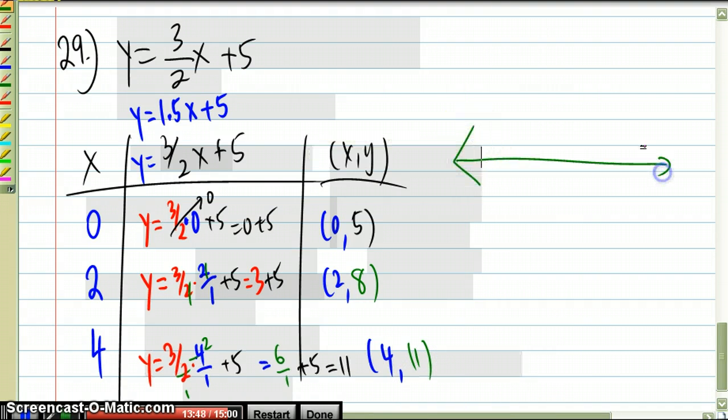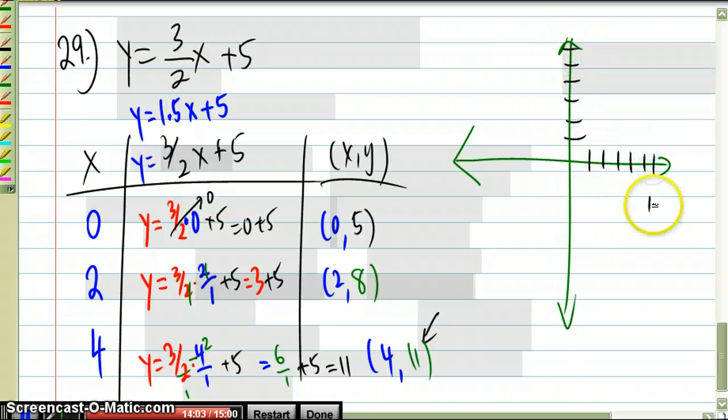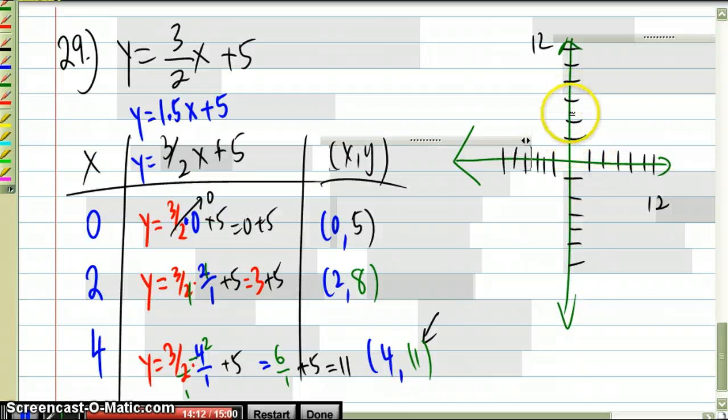And if you chose different numbers, it's okay, because go ahead and look at the graph that I'm going to get. My numbers have to be pretty big because of the 11 here. So I'm going to count 2, 4, 6, 8, 10, 12 on each axis. I don't think I need any of the negatives. So I've got (0, 5), (2, 8), and then (4, 11).